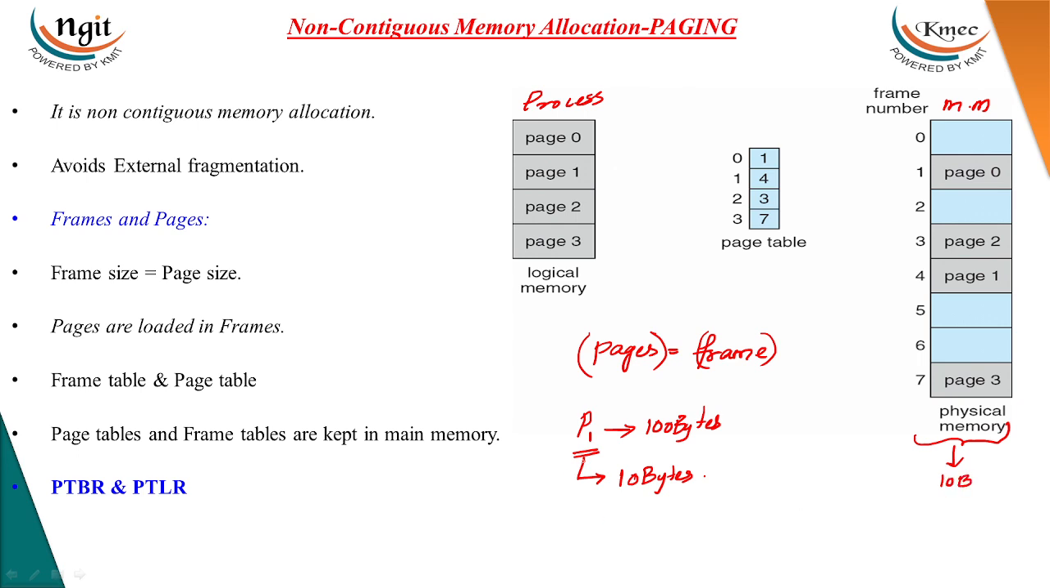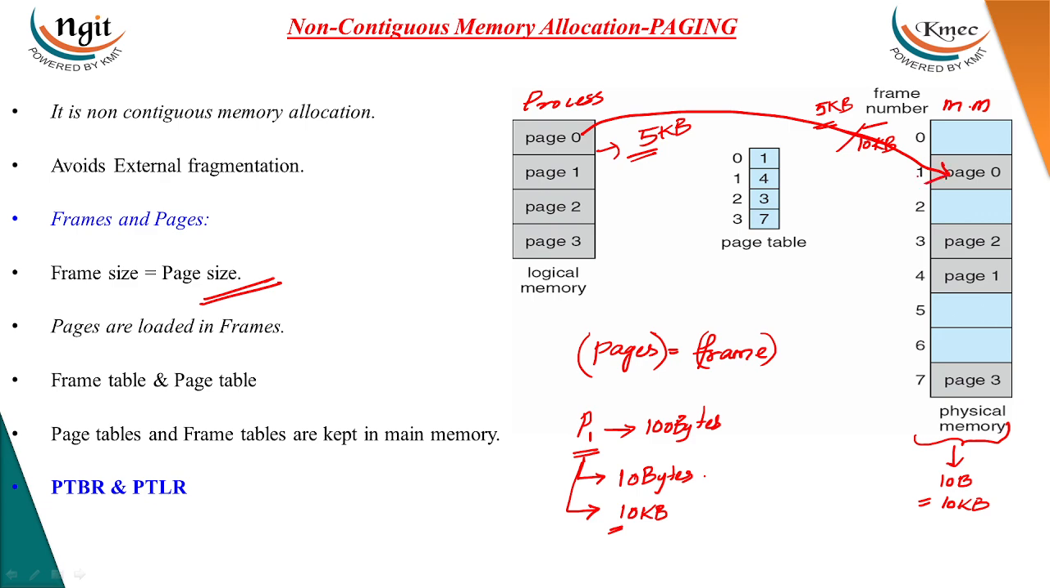Okay, if the operating system decides that the page size will be 10 kb, then the frame size should also be 10 kb. If you divide a process into 5 kb pages and the frame size is 10 kb, this will not happen. If the page size is 5 kb, the frames are also divided into 5 kb. So there is a rule called page size equals frame size, so that one page can exactly fit into one particular frame.